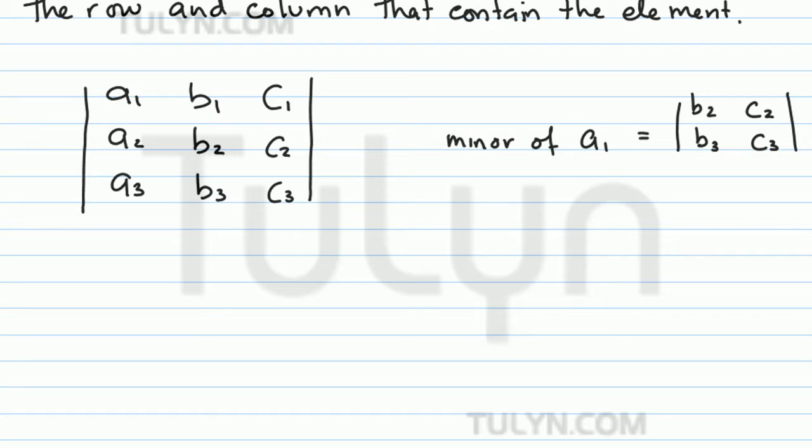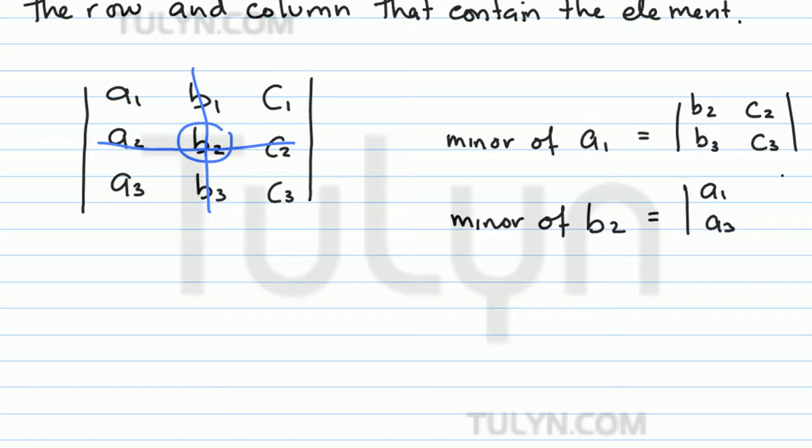So let's try a different example. Let's say I wanted to find the minor of B2. Again, we find B2, and then we get rid of the row that it's in, and we get rid of the column that it's in, and we write down the 2x2 determinant that's left over. So the 4 entries left over are A1, A3, C1, C3, and you write them in the order in which they appear on the 3x3 determinant. So that's the minor of B2.